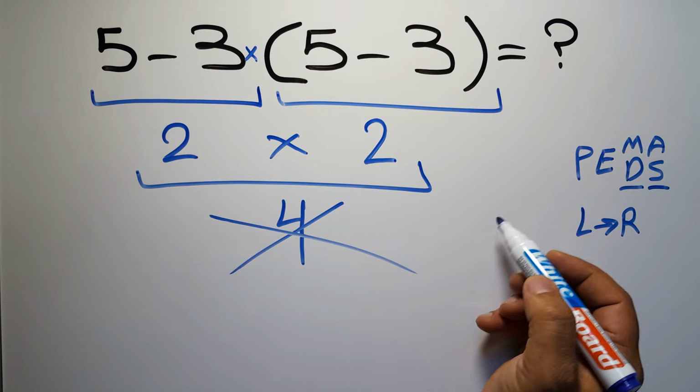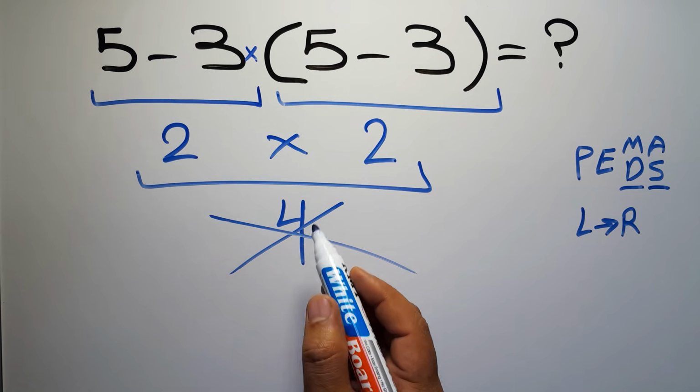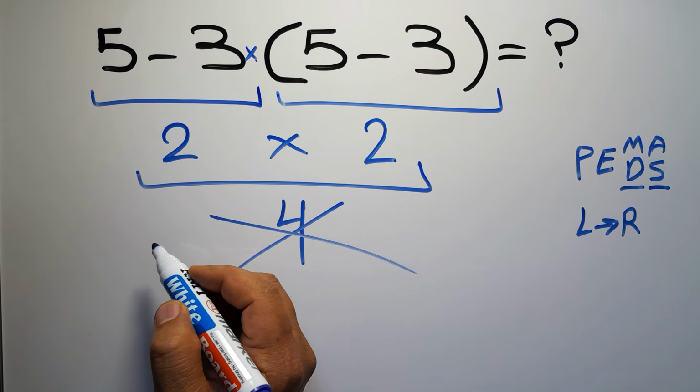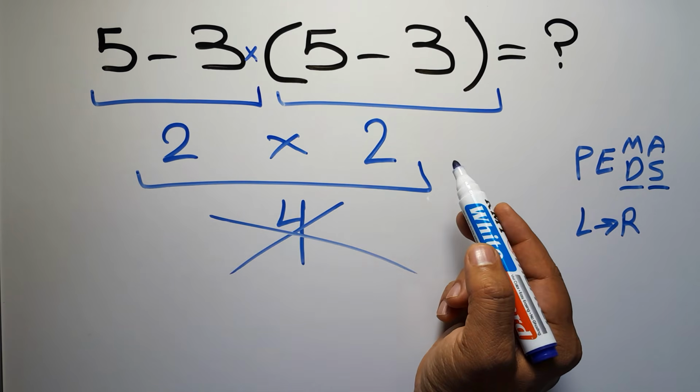Okay, so according to the PEMDAS, first we have to do this parentheses, then this multiplication and finally this subtraction. If we do this subtraction before this multiplication or this parentheses, it is wrong.